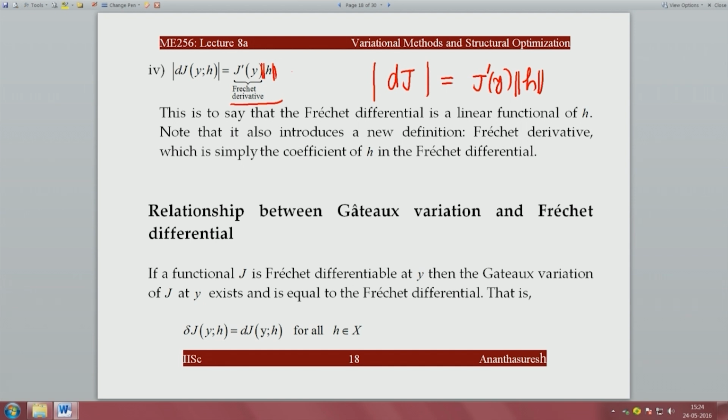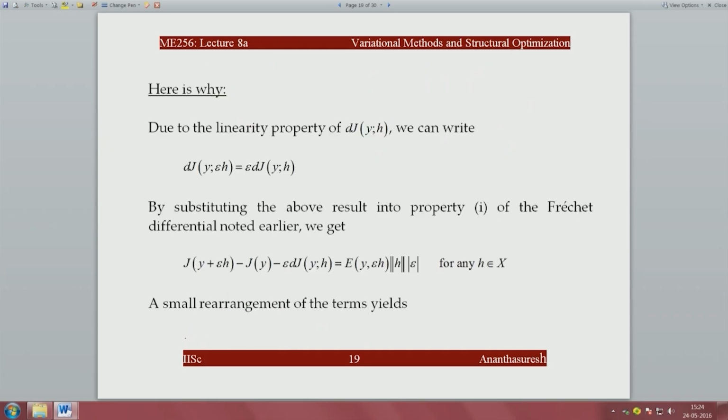And as we said, when the Fréchet differential exists, then that is also equal to the Gateaux variation. Okay. We can have the Gateaux variation exist, but not the Fréchet differential, but when the Fréchet differential exists, that automatically implies that the Gateaux variation exists, and then they both are equal. And there is a little reasoning as to why it is so.